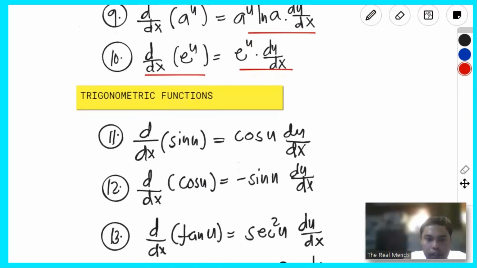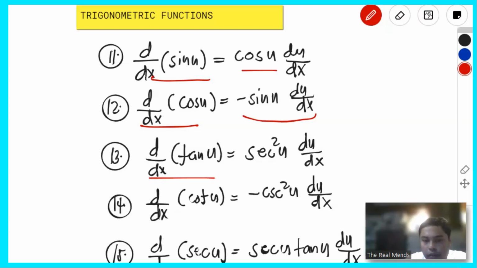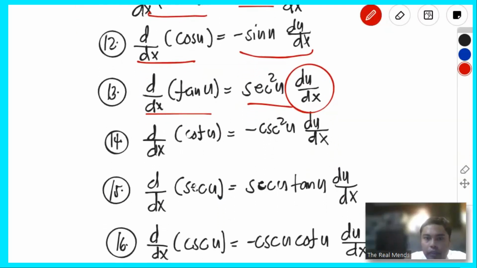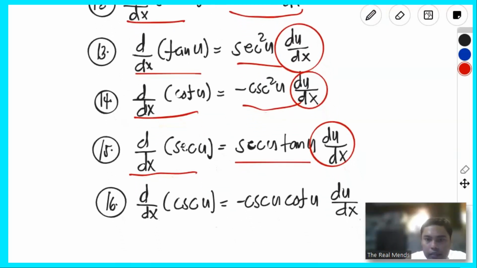And then we have the trigonometric functions. The derivative of sine u is just cosine u times du over dx, and the derivative of cosine u is negative sine u du over dx. The derivative of tan u is equal to secant squared u du over dx. The derivative of cotangent u is negative cosecant squared u du over dx, and the derivative of secant u is equal to secant u tangent u du over dx. Lastly, the derivative of cosecant u is negative cosecant u cotangent u du over dx.